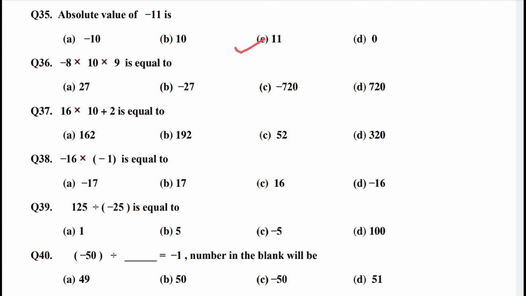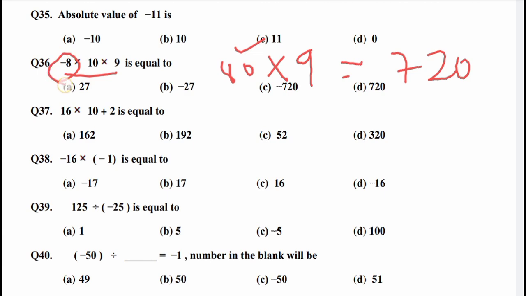Question number 36. -8 multiplied by 10 multiplied by 9 is equal to A. 27, B. -27, C. -720 and D. 720. First we do the multiplication. 8 tens are 80. 80 multiplied by 9 is equal to 720. And here one number is negative, so the answer is negative, so the answer is -720.